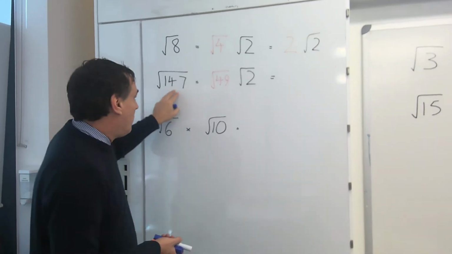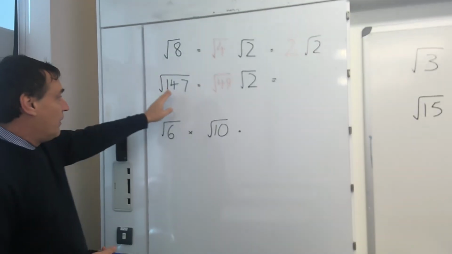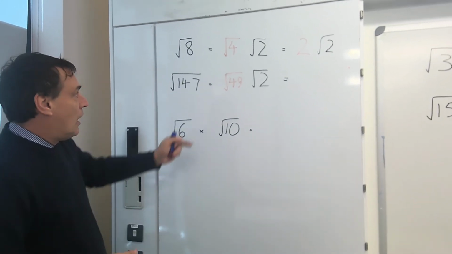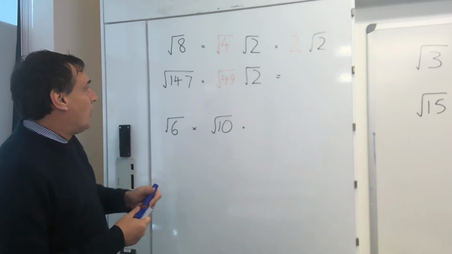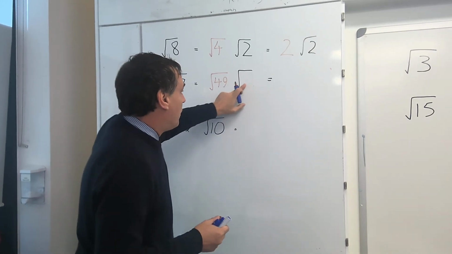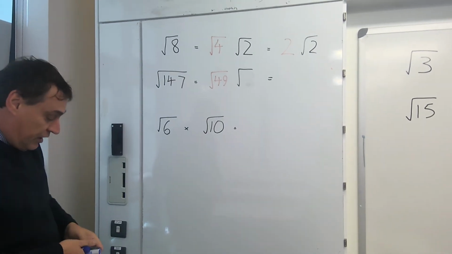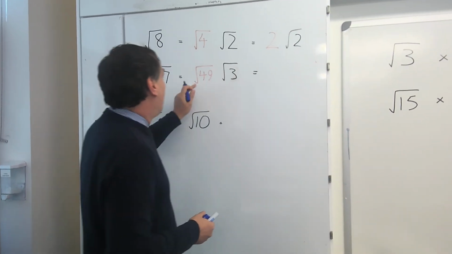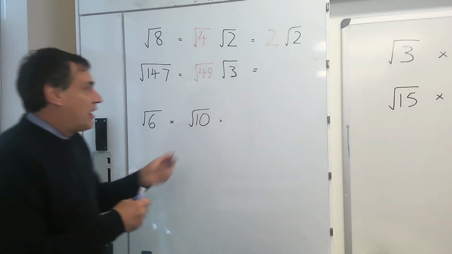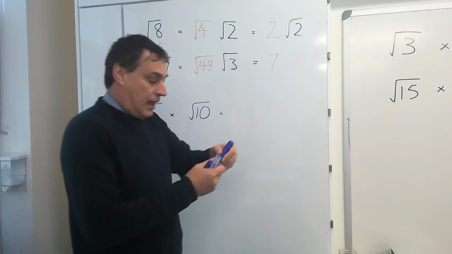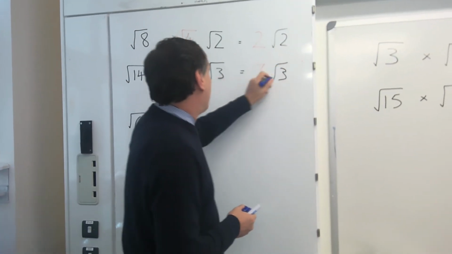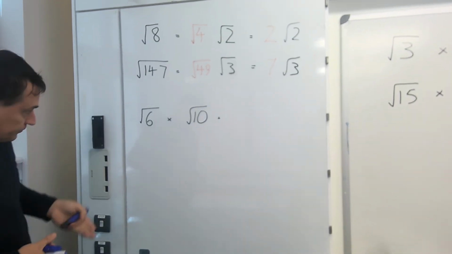Sometimes it might be a bit more complex. We might have root 147. Now 147 goes into 49 there, so we can make that 49. It's not root 2, it's actually going to be root 3, because 3 49s make 147. So 49 we can square root, that's the highest possible number we can square root, so that becomes a 7 there, and then we can square root and retain the root 3, so that becomes 7 root 3.